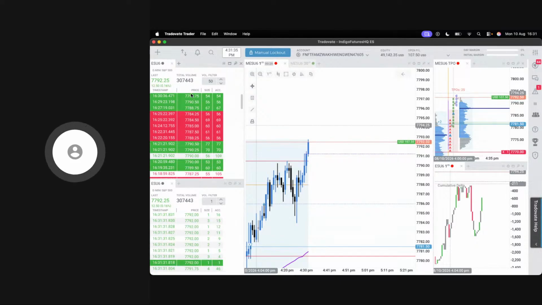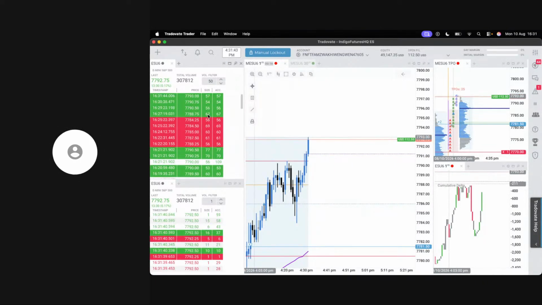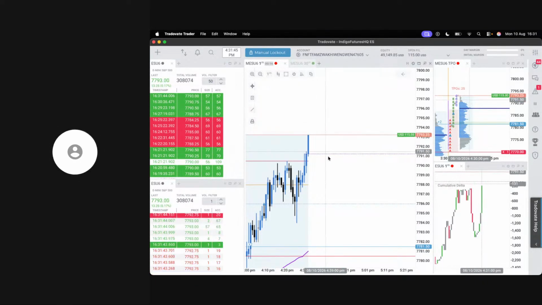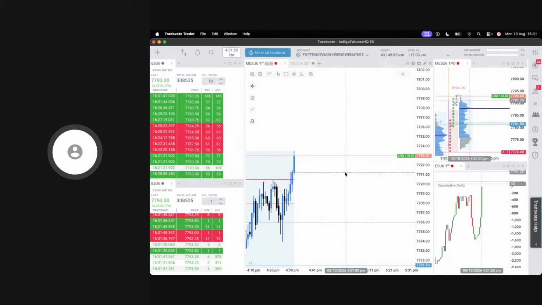A big prints I'm talking about over here on the time and sales. We need to see anything above 91.25.